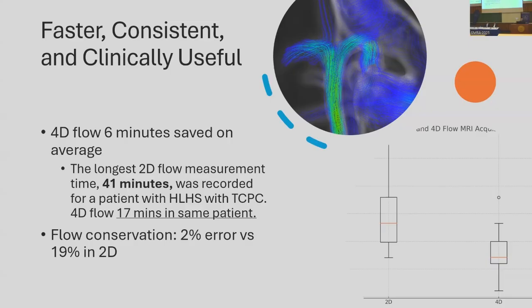Looking at the flow conservation, which is very important, we found that there was a 2% error in 4D compared to 19% in the 2D flow measurements.